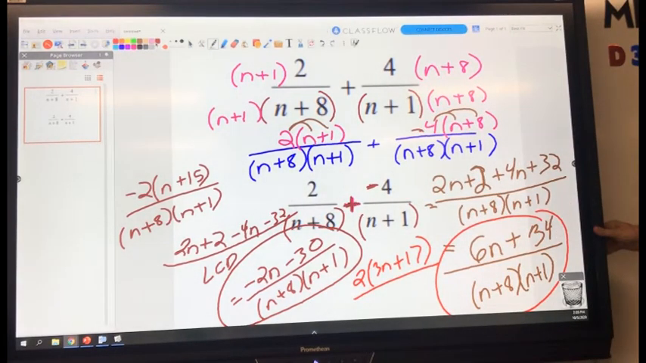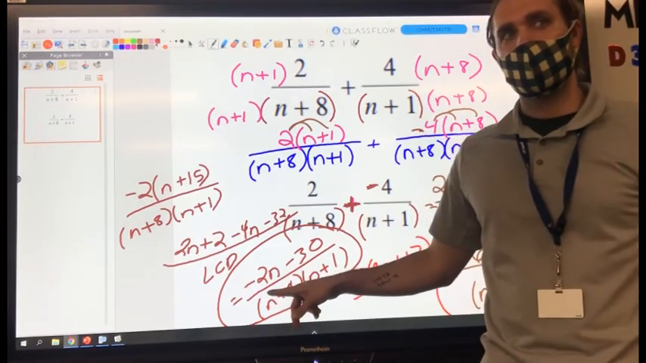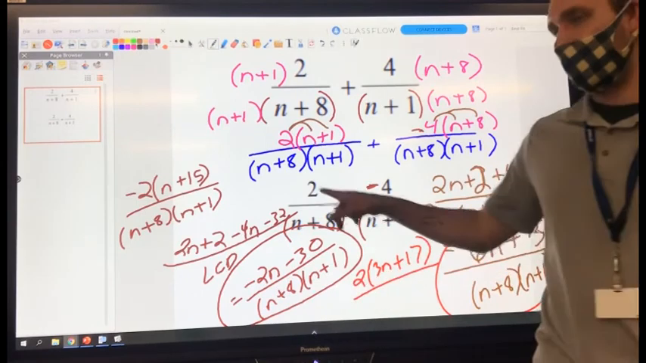So let's see, did you get 6n plus 34 here? Hopefully. You got close. Did you at least get the LCD? Did we get a negative 2n minus 30 here? This is not fair. So give yourself a pat on the back if you got the subtraction one.